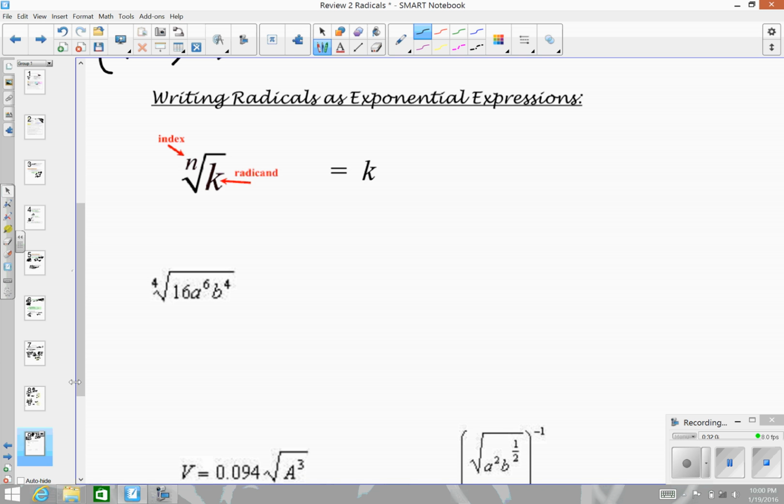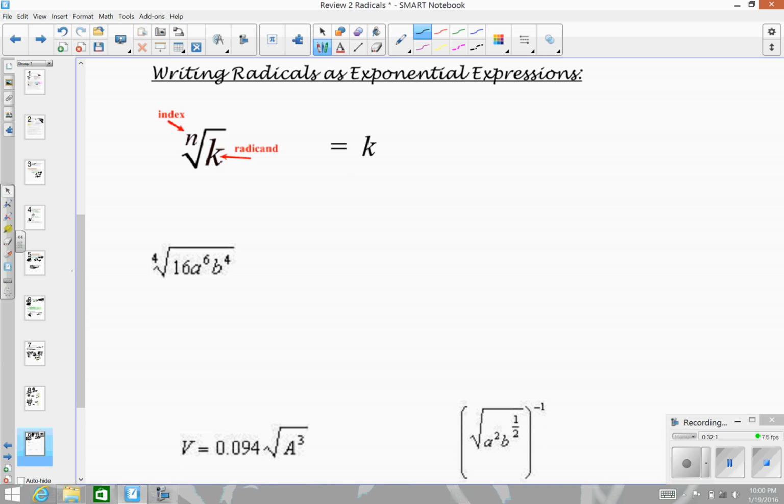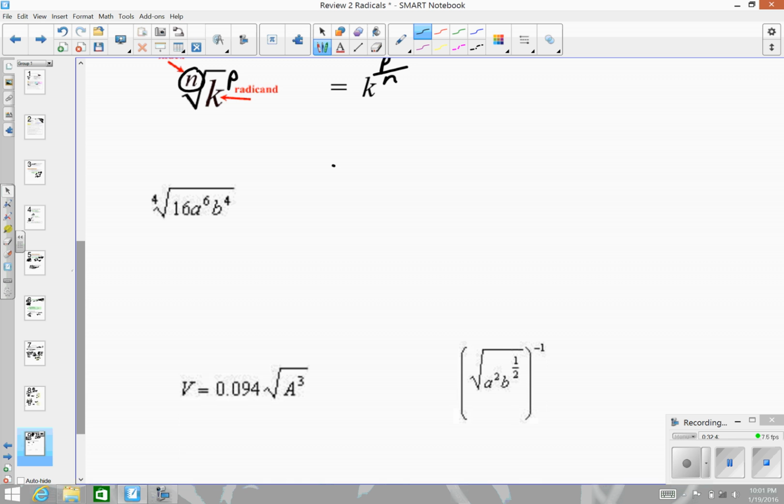Alright, so one last thing I want to make sure we know how to do, and that is how to change radicals back and forth to exponents. So let's say that I have a radicand raised to a power of p. I'm going to rewrite that as a radical, as an exponent. The k is my radicand. It's still being raised to the p power, but I have this index here, which can be written as an exponent and a denominator. So nth root of k to the p power equals k to the p over n. So let's just go through and rewrite these three examples and we'll be done.